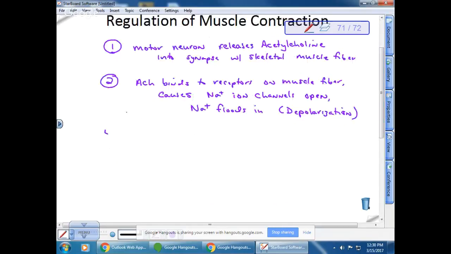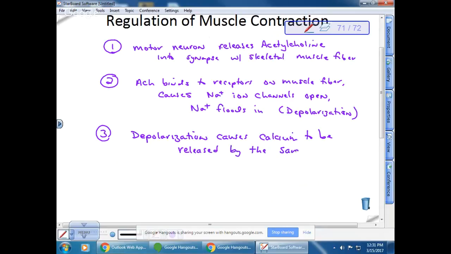The third thing is that depolarization causes calcium to be released by the sarcoplasmic reticulum. Remember, calcium also played a role in releasing neurotransmitters into the synapse. Remember, we talked about that role of calcium causing neurotransmitter release. But in this case, we're talking about it causing muscles to contract.